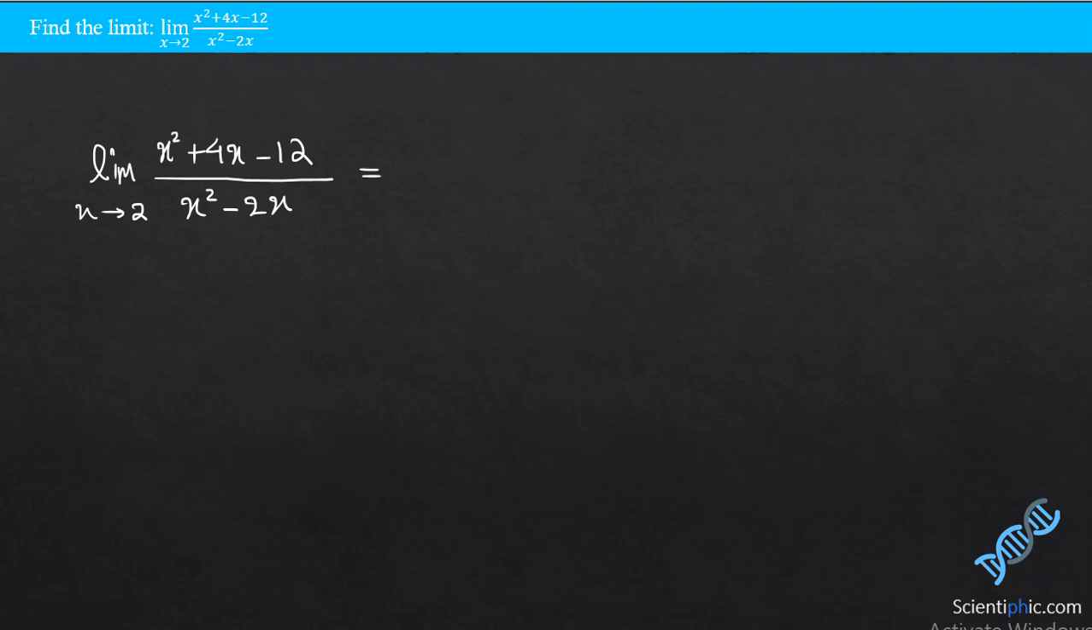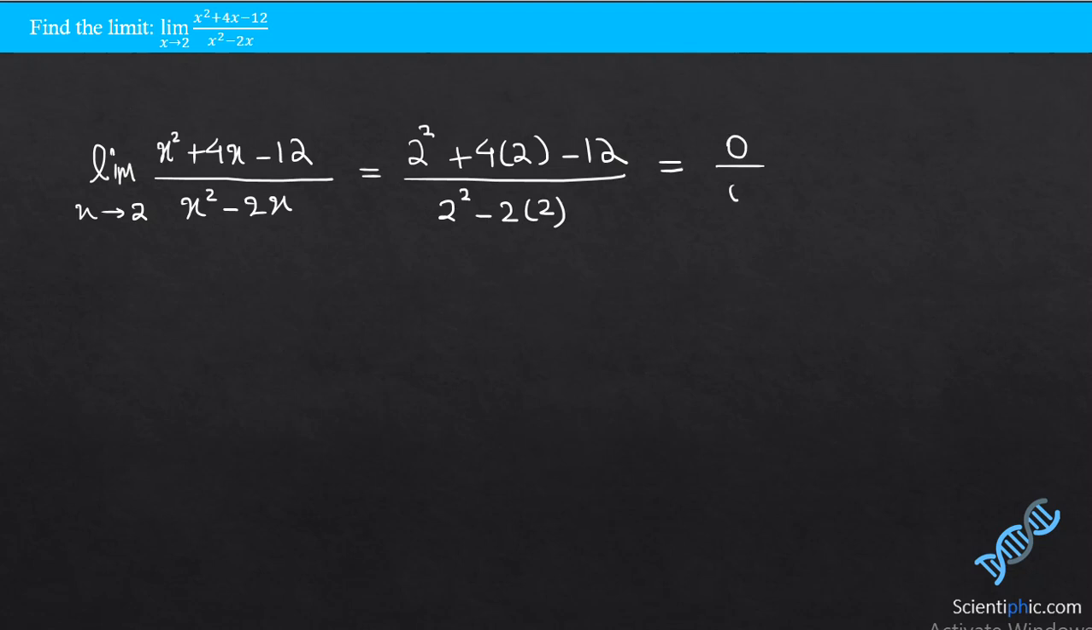If I do that, I will have 2 squared plus 4 times 2 minus 12, over 2 squared minus 2 times 2. The numerator is going to be 0 and the denominator is going to be 0 as well. The problem with 0 over 0 is that it is not defined.